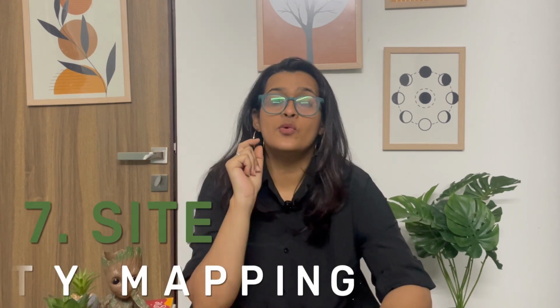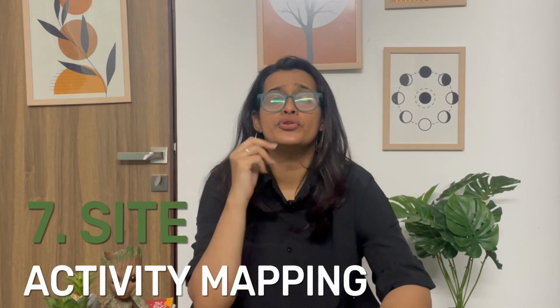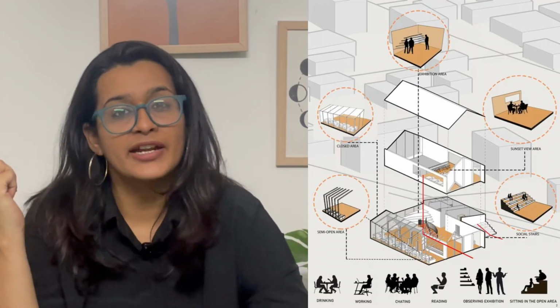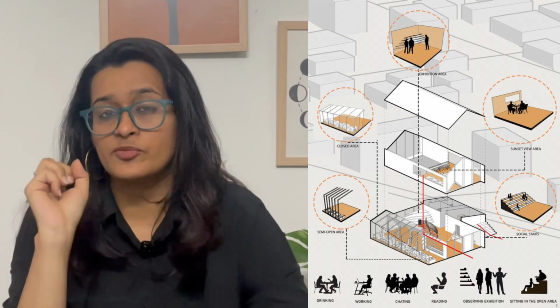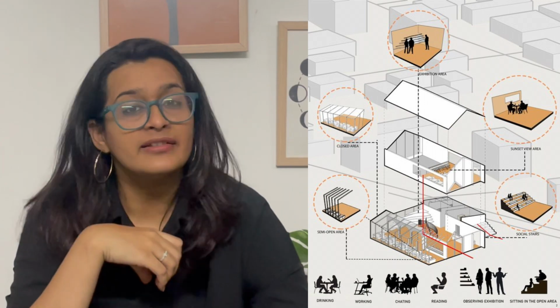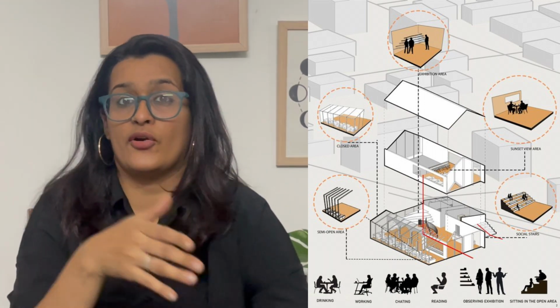Another very good important thing which you can do is a good activity mapping. Site activity mapping is very important. You should know what is going on in and around your site. Are there gardens beside your site? Is there an ice cream truck standing beside your site? Are there school children running here and there? What are the different activities? Are there a lot of restaurants? Are there a lot of cafes?